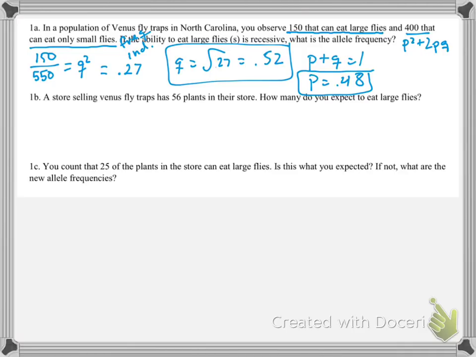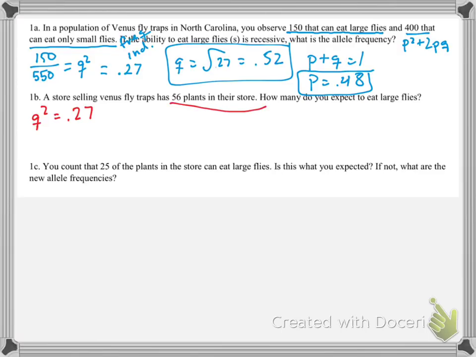So here's what you have to say. Well, which are my individuals who can eat large flies? The individuals who can eat large flies are my q squared. Okay, so my q squared value is what I'm looking for. What is the frequency above of q squared individuals? 0.27.